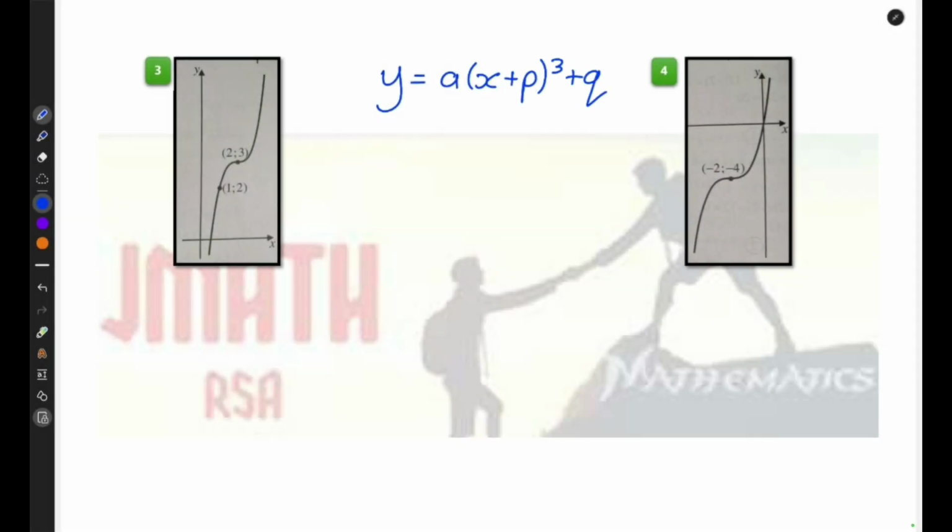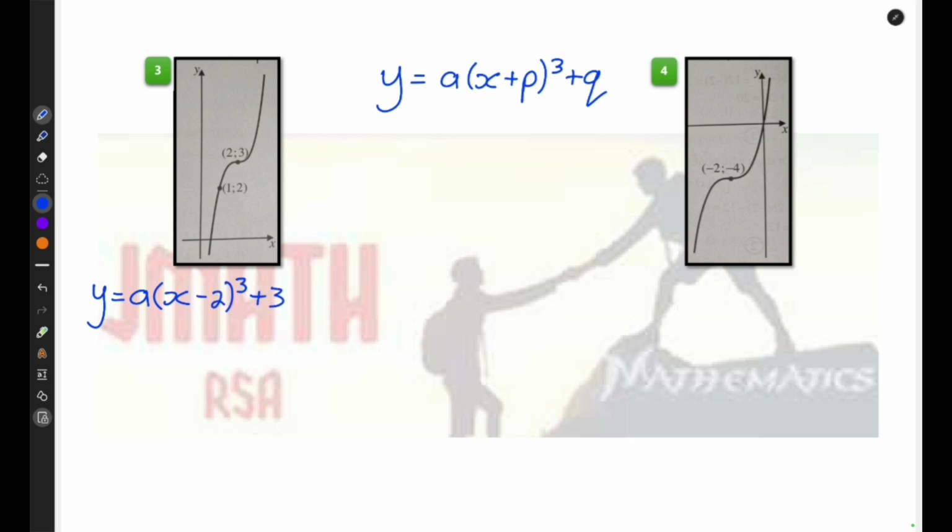For question 3 and 4, I can see each graph only has one turning point, and therefore the equation I can use is that one up there. Please study it. It's not on your formula sheet. So to start this off with, I'm just firstly going to sub in the p and the q value. So I'm going to keep the a there, and that's x minus 2 cubed plus 3.